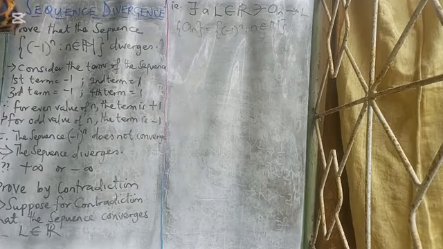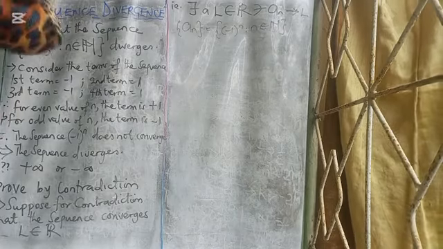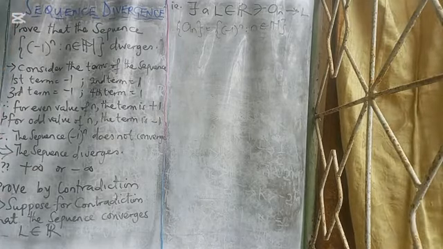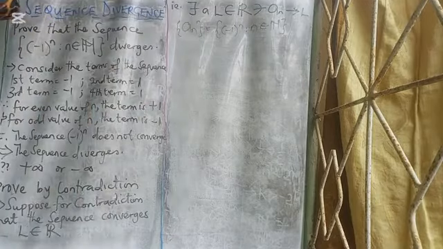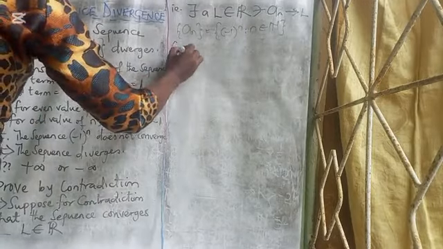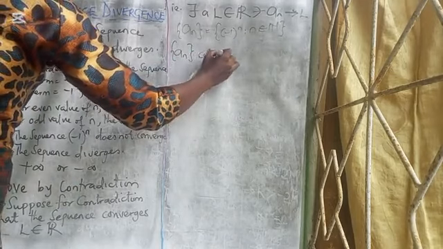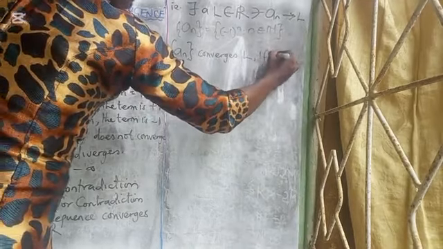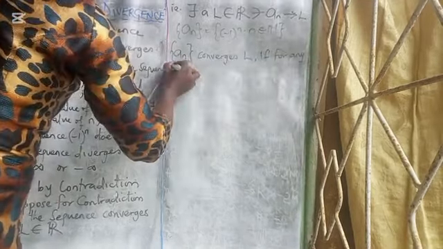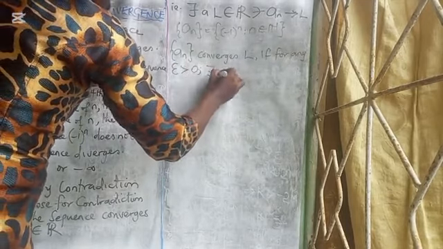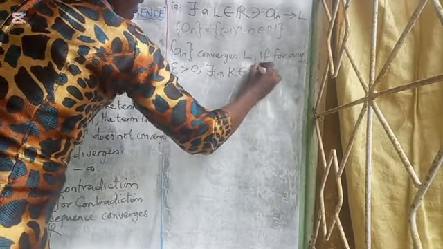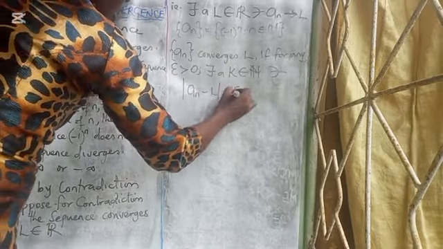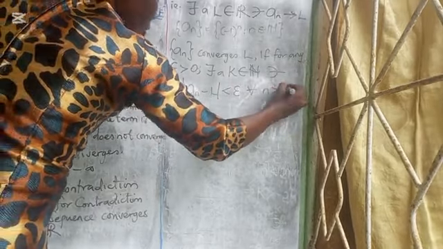We need to recall the definition of convergence. What is our definition of convergence? It says the sequence An converges to L if for any epsilon greater than 0, there exists a k belonging to the set of natural numbers such that the absolute value of An minus L is less than epsilon for all n greater than or equal to k.